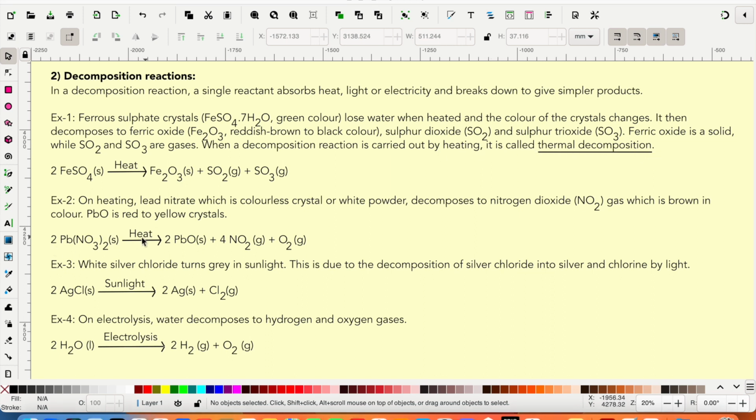On heating, lead nitrate, which is a colorless crystal or white powder, decomposes to nitrogen dioxide gas, which is brown in color. Another example is white silver chloride turns grey in sunlight. This is due to the decomposition of silver chloride into silver and chlorine by light. Another example is on electrolysis, water decomposes to hydrogen and oxygen gases.